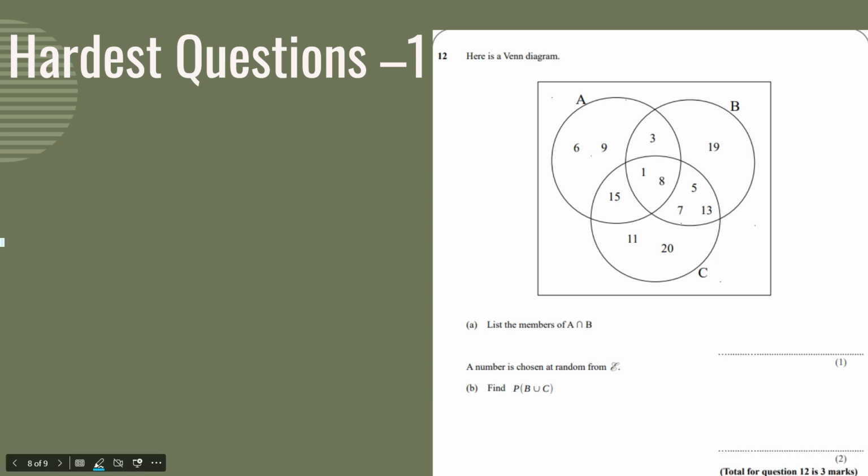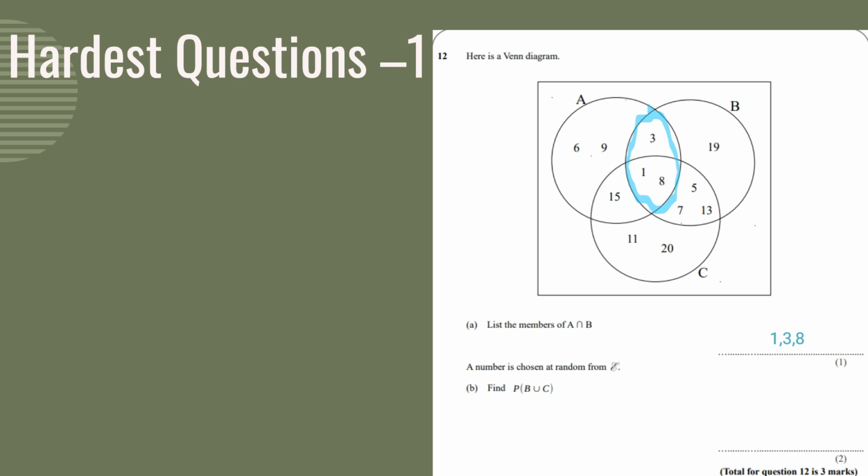So, here is the Venn diagram. Part A, we have to list all the members of A and B. So it's simply this intersection here. So it would be the list of 1, 3, and 8. Some people may get confused with the 1 and the 8 because they're also in C, but they're still in A and B if they're in A, B, and C.